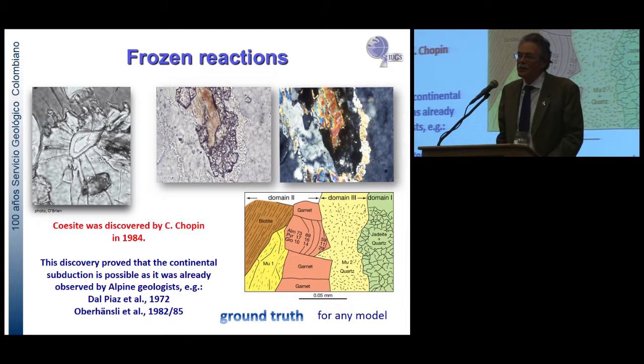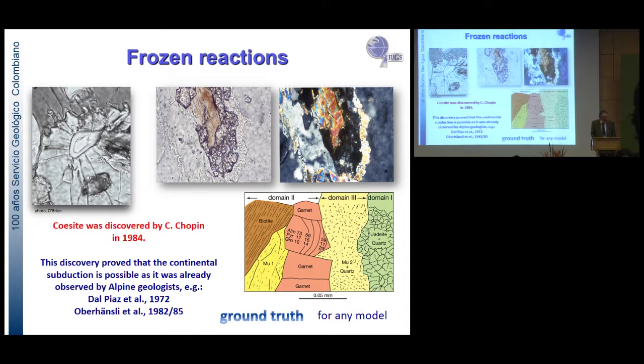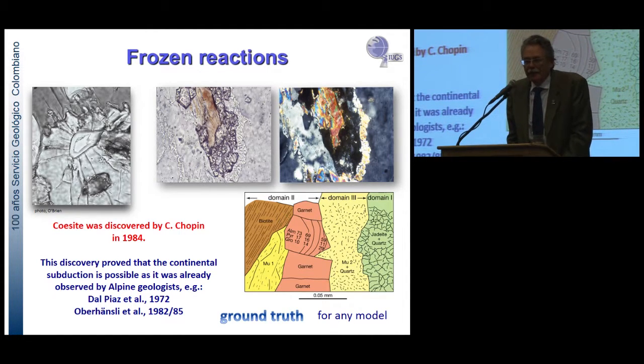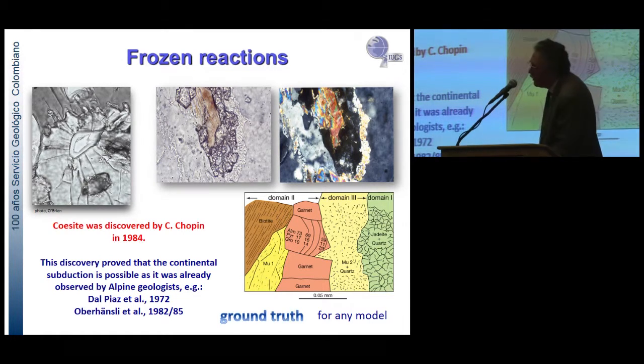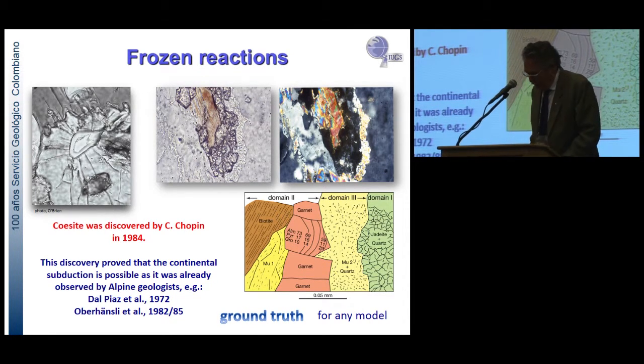reactions. Here you see two samples. One sample is the transition from coesite to quartz with the cracks around it, and that was described by Christian Chopin in '84 and was the final proof that continental crust can be subducted. Of course, there were other people that had already recognized that granites or granitic rocks show high pressure minerals and are eclogized, but it was not really accepted.